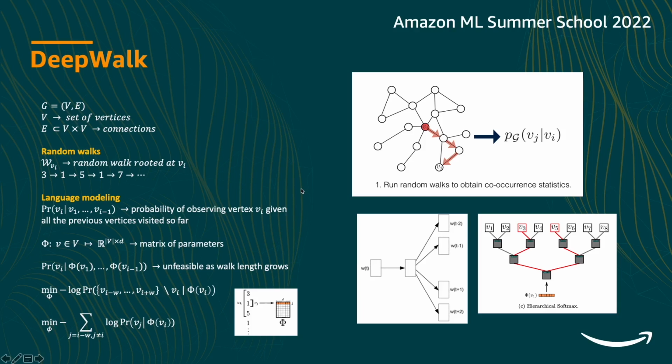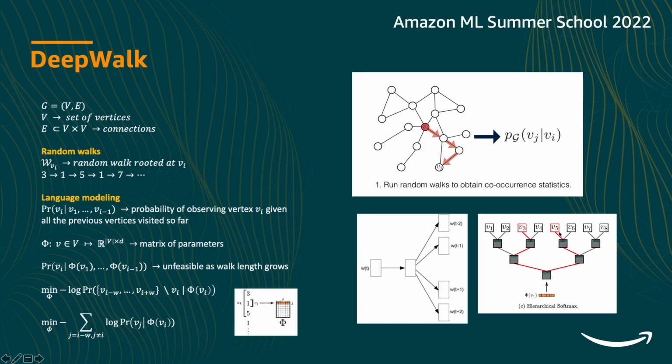Now, one more problem, as we have seen earlier, is that if the number of nodes becomes very large, calculating this probability becomes very computationally intensive. In the case of text, we've seen that negative sampling was used to tackle this problem. But in this case, instead we learn a hierarchical tree structure. This tree structure can be learned by using techniques such as Huffman coding.